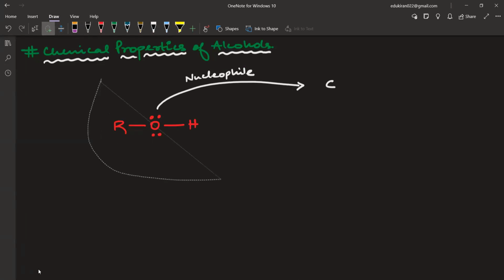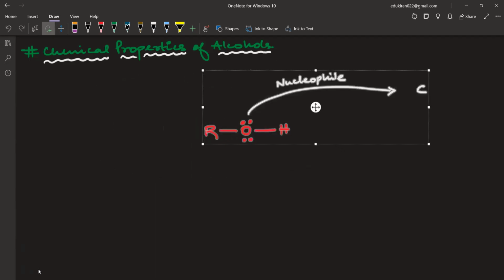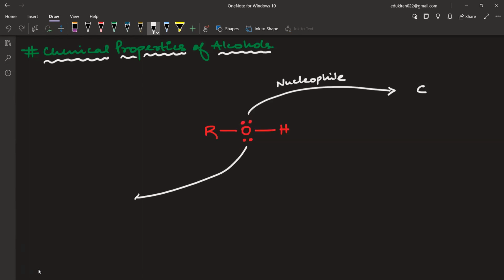So if it acts as a base and it attacks the hydrogen atom, for example, let us see, it attacks the H+ ion here. Now, if it attacks the H+ ion, what am I going to get? I am going to get here R, oxygen, one hydrogen and the other hydrogen.